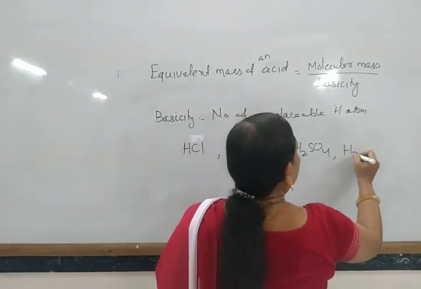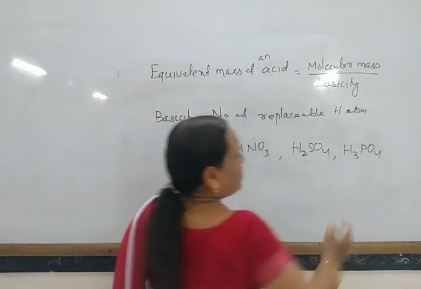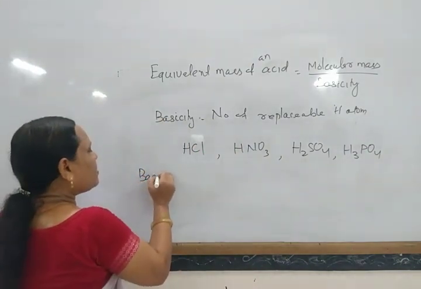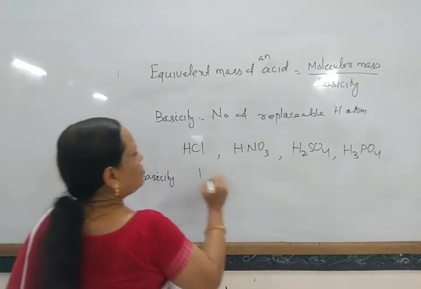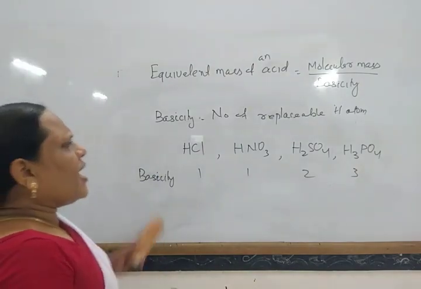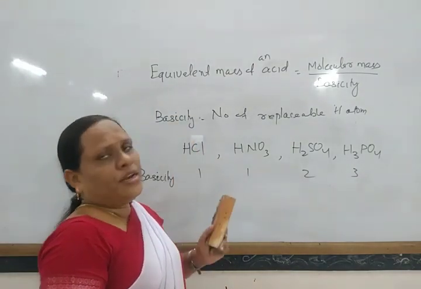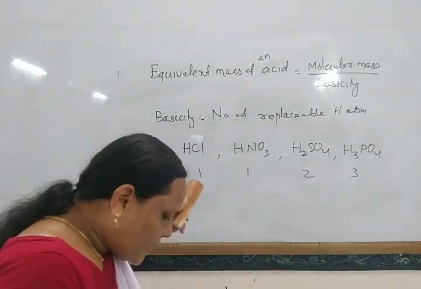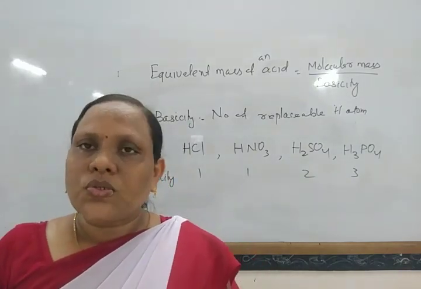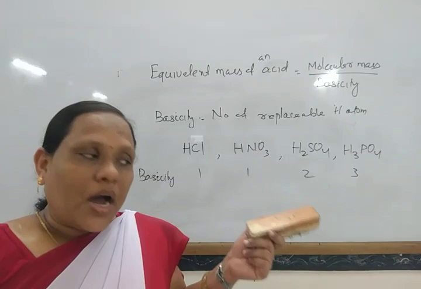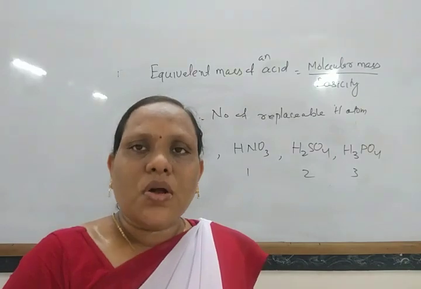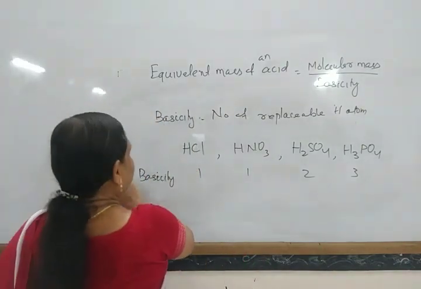Similarly, if we consider phosphoric acid, here 3 hydrogen are present, so the basicity in this case is 1, 2 and 3 respectively. Another thing, the basicity you can also determine: one acid reacts with how many parts of hydroxide ion, OH minus ion, that is also known as its basicity.